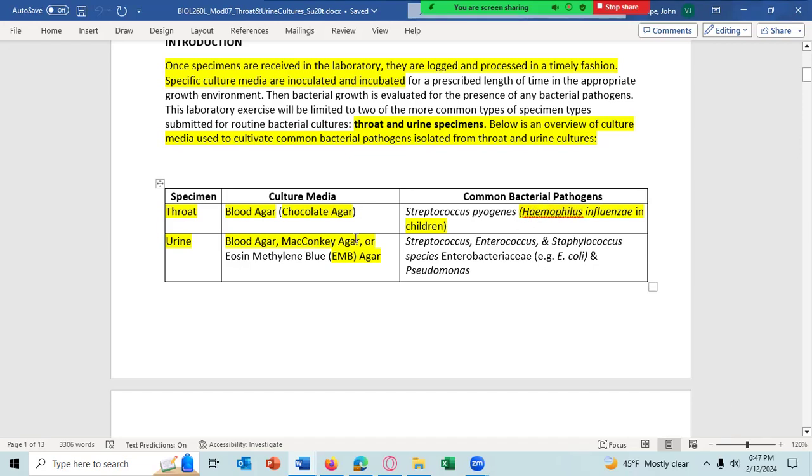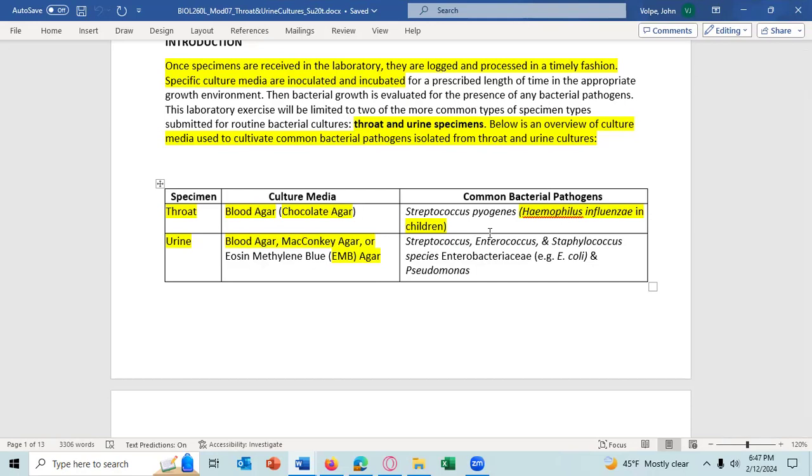For throat, we mostly grow things on blood agar, but we occasionally grow throat cultures on chocolate agar. Streptococcus pyogenes is the main pathogen isolated from the throat. But we also can find Haemophilus influenzae in babies and young children.